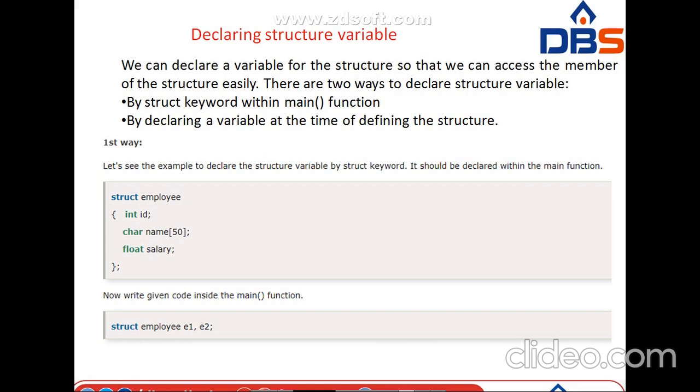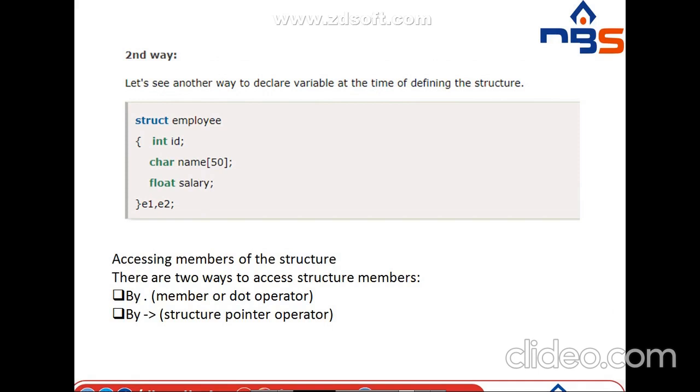This variable declaration should be right within the main function. Okay, this is one method. Okay, here e1 e2 are the two variables of the structure named employee. Why are we using these variables? If we want to access the employee details, that is employee id or name or salary, by using these variables only we can access them. Okay, here the major thing is, in this first way of declaration we declare the variables within the main function. Okay, in the second way I am going to declare the variables within the structure syntax only.